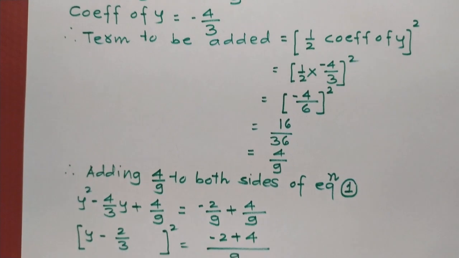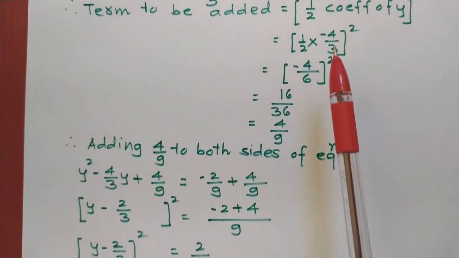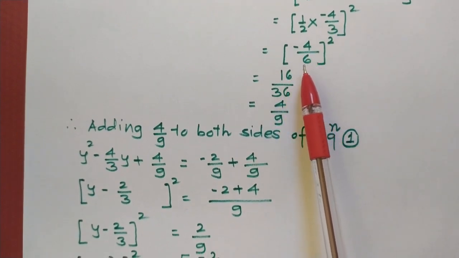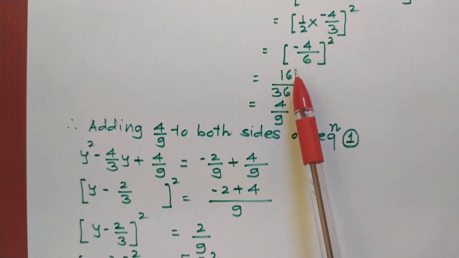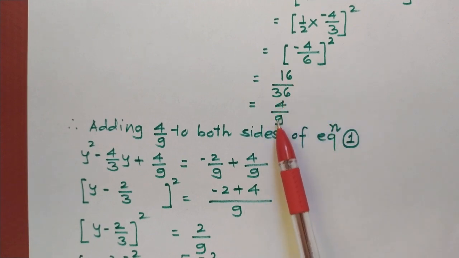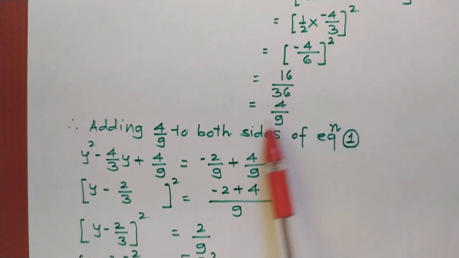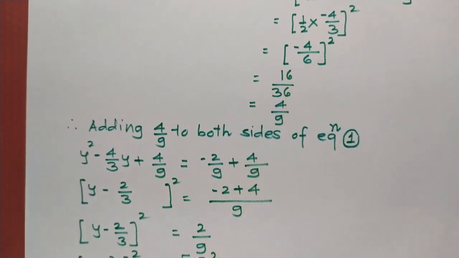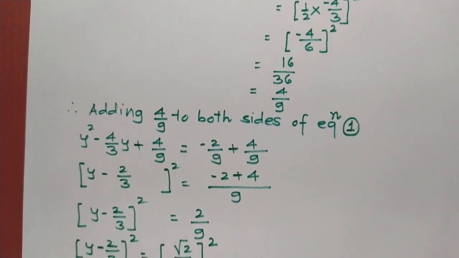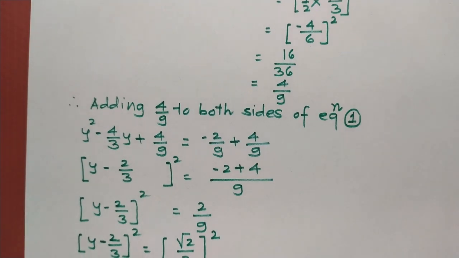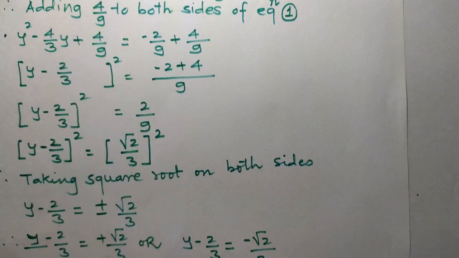Taking the square on both sides, you have the square of minus 4, 4 4s are 16, it is plus 16, and the square of 6 is 36. So it will be 16 upon 36. But simplifying it, it becomes 4 upon 9. 4 4s are 16, 4 9s are 36. Therefore, adding 4 upon 9 to both sides of equation 1.